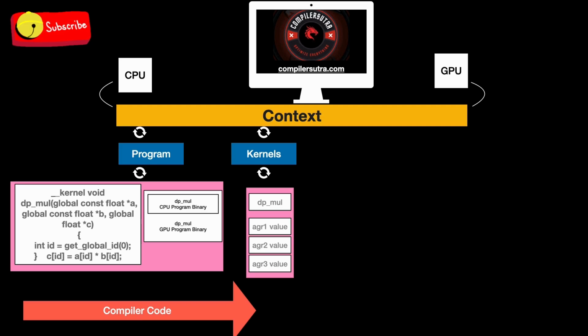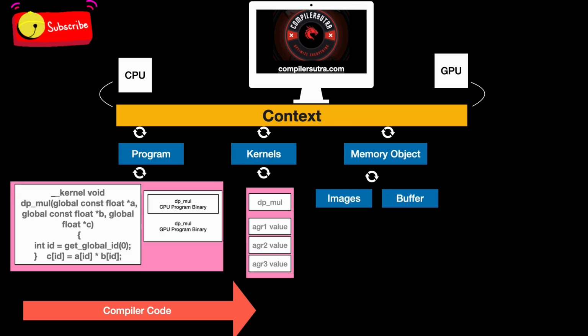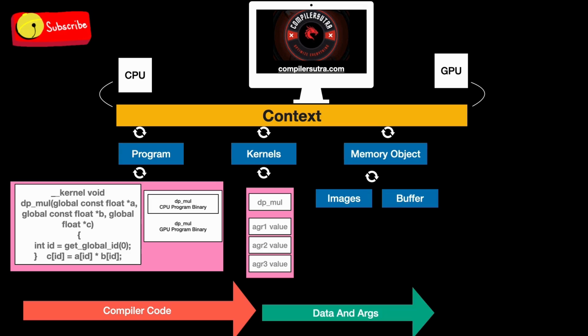When the kernels are communicating with each other, we need to have a place where the CPU and GPU can communicate. This is called a memory buffer or memory object. These are chunks of memory shared between the CPU and GPU, where the CPU puts input data, and the GPU reads and writes data during kernel execution. It can be in the form of an image or in the form of a buffer. This is called the data and arguments we need.